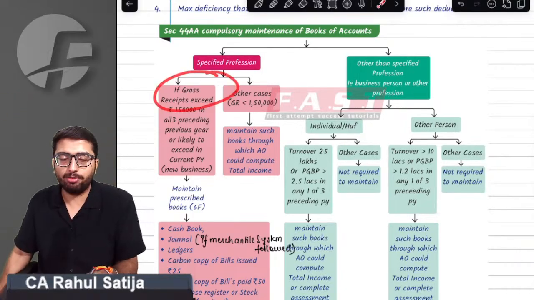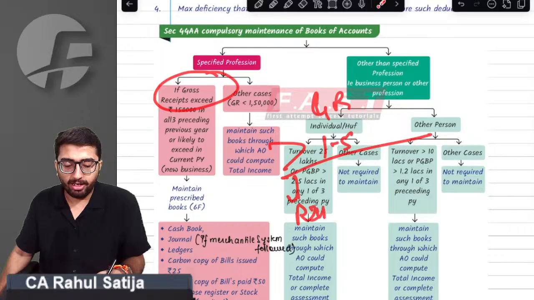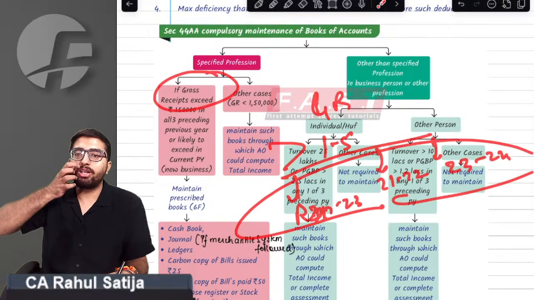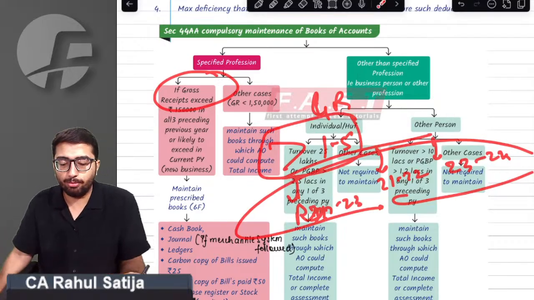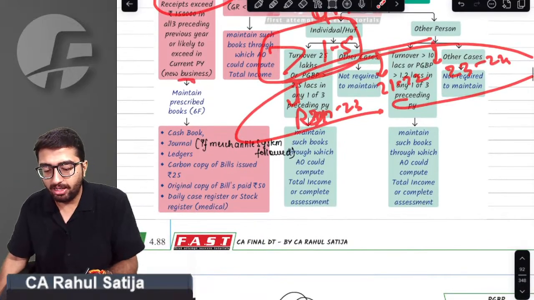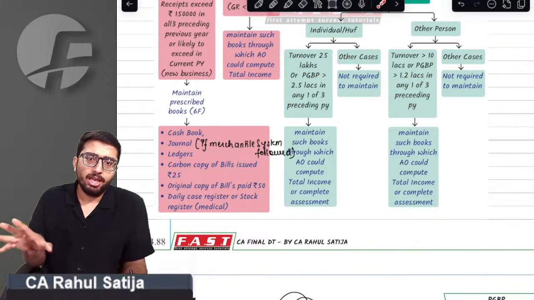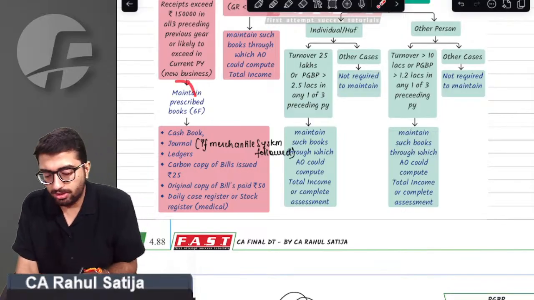If any specified professional has gross receipts exceeding 1.5 lakh rupees in the previous year 24-25 and in the prior to previous years 23-24 and 22-23, that is, in all the 3 years, if their gross receipts exceed 1.5 lakh, then they have to maintain books of accounts prescribed under Rule 6F.